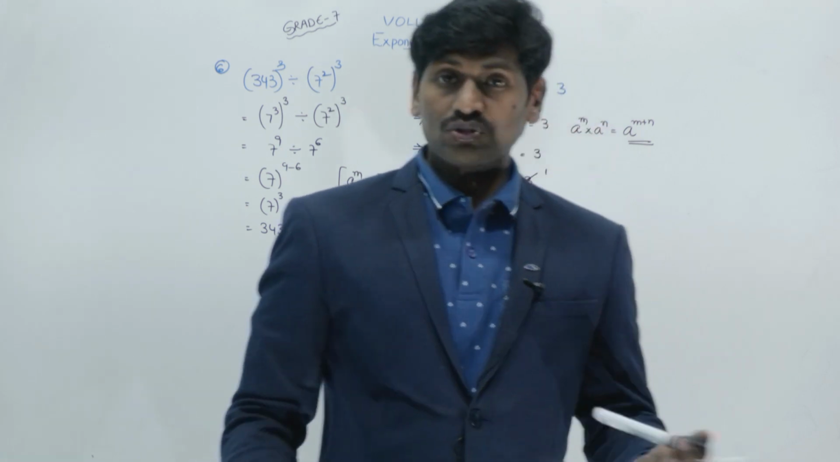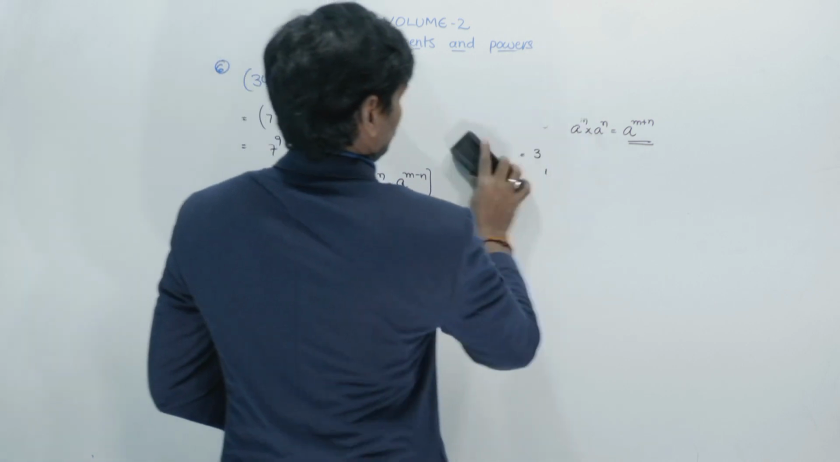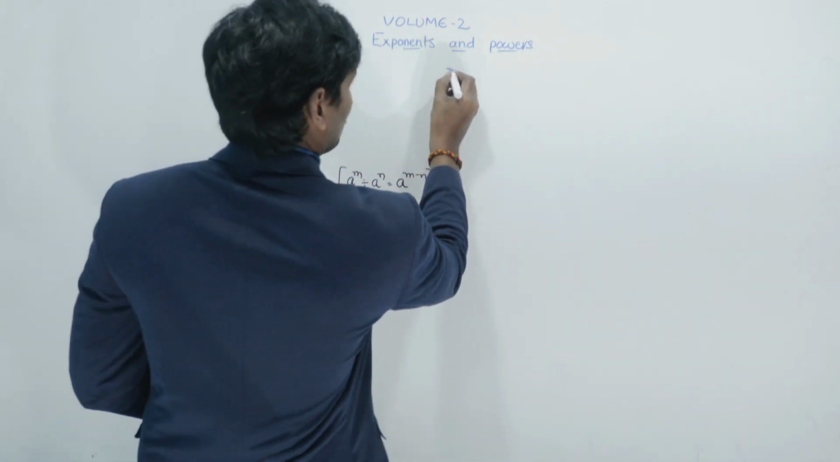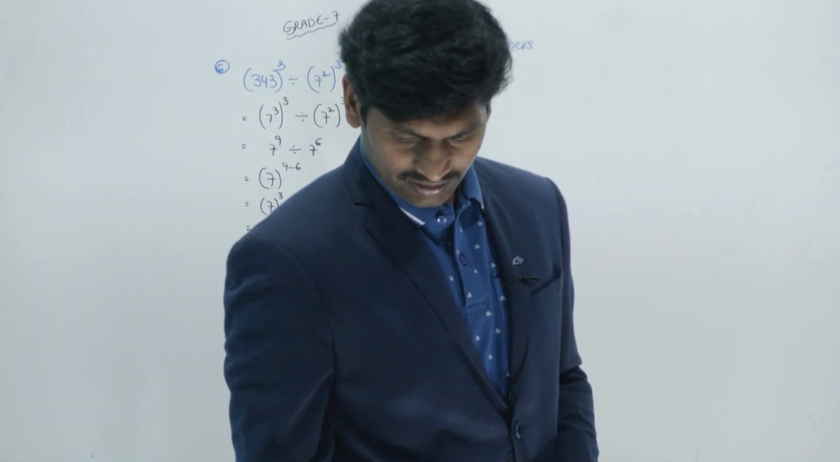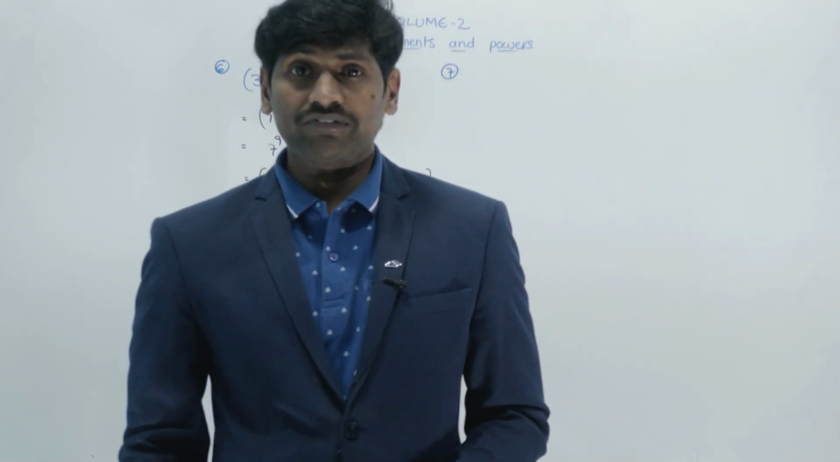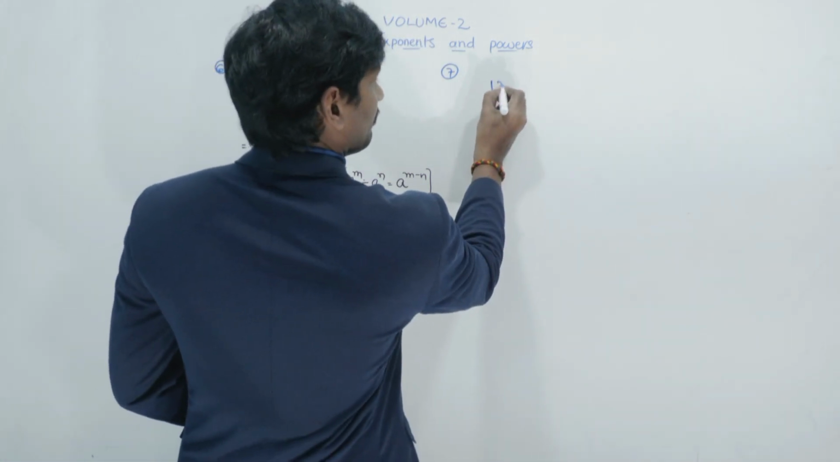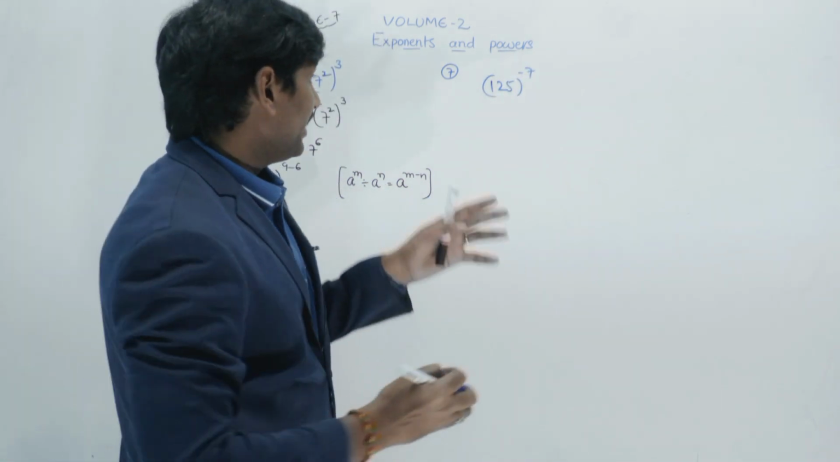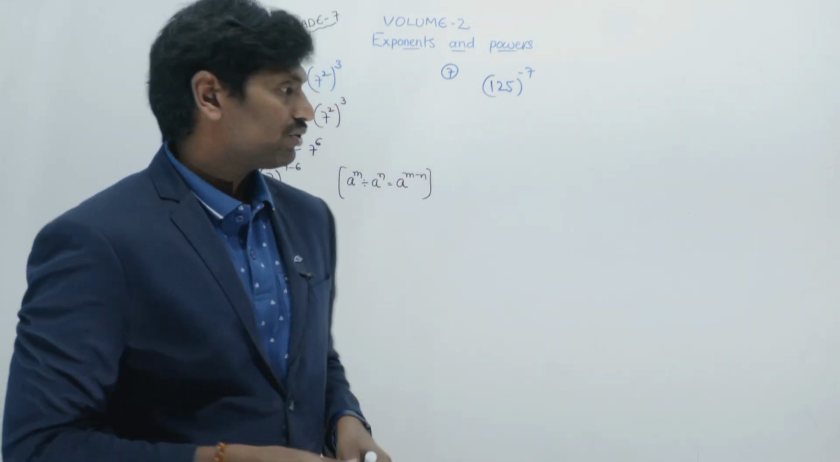Okay. Now let us go to the next problem. Yeah, problem number 7, children. Express 125 whole to the power of minus 7 as a base of 5. Base 5 is nothing but we need to write 125 as 5 powers, 5 into 5 into 5.